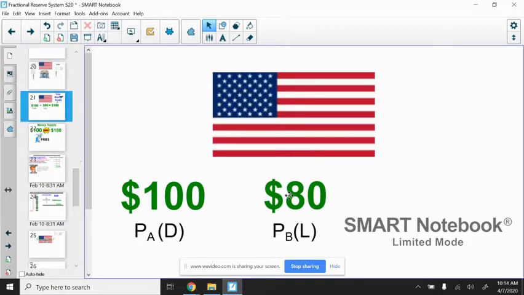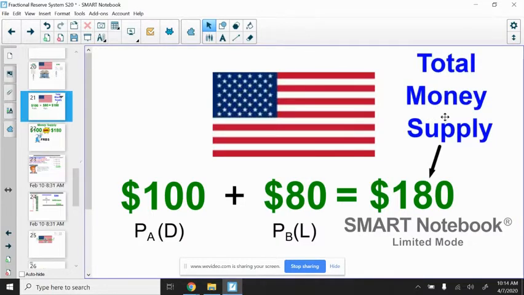From an economic theoretical point of view, we would like to study, well, what is really going on? Well, what is clearly going on is that there was $100, now there's $80, and now there is $180. What does this number represent with respect to the United States of America? Well, in this case, this represents the total money supply in the overall, in this case, two-person economy. The fractional reserve banking system.